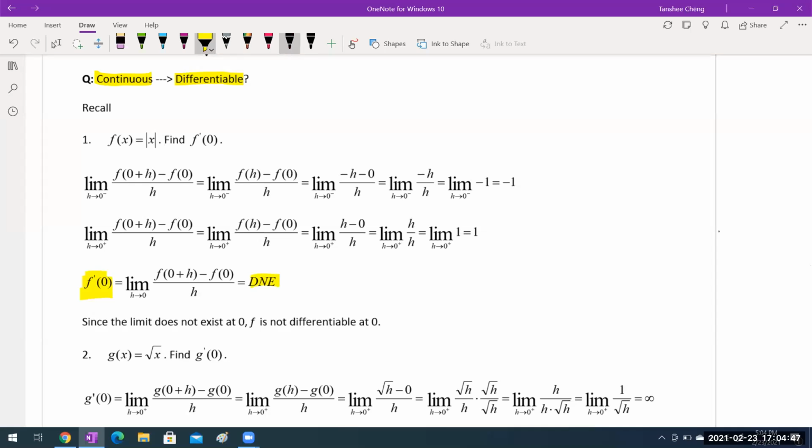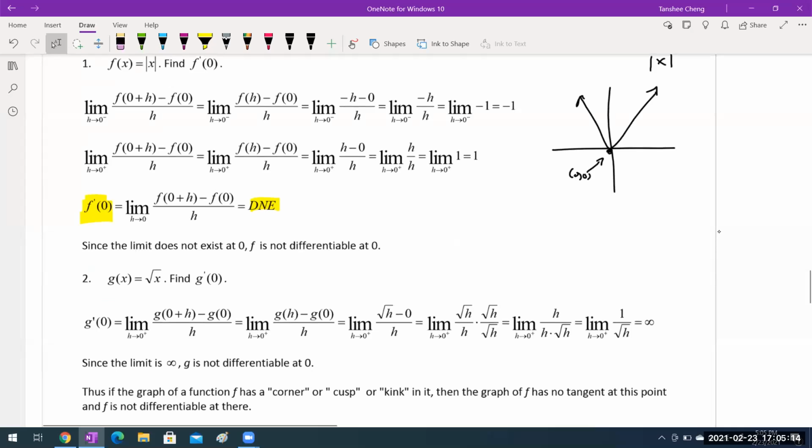So what that tells us is, when you look at the graph right here, this is the absolute value of x. It is continuous, but it is not differentiable at 0, the origin, because the left-hand and right-hand limits on the derivative formula are different. And also, look at the other one, g of x is the square root of x. Does g prime of x continue?